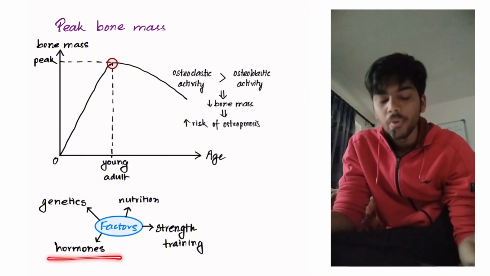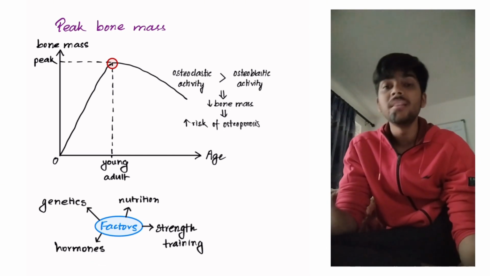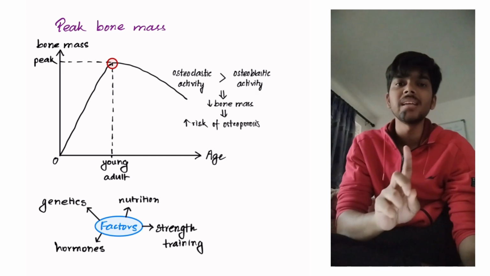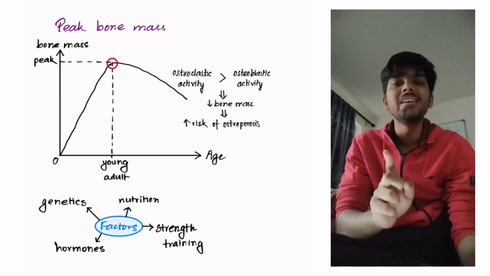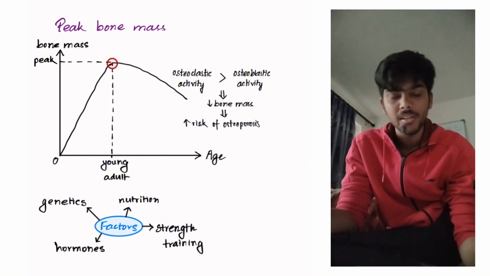And finally, hormones. Hormones such as estrogen and androgen inhibit osteoclastic activity, or they inhibit resorption of bone. As a result, the peak bone mass increases.